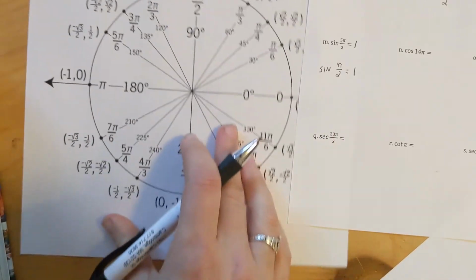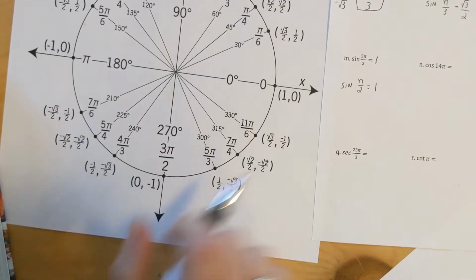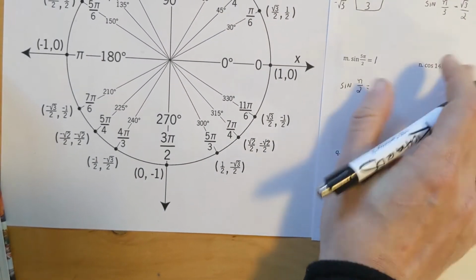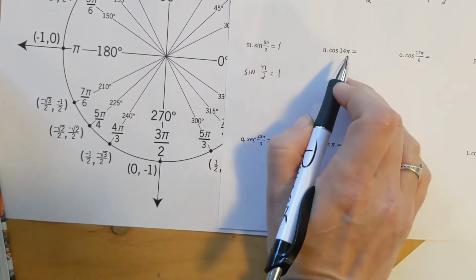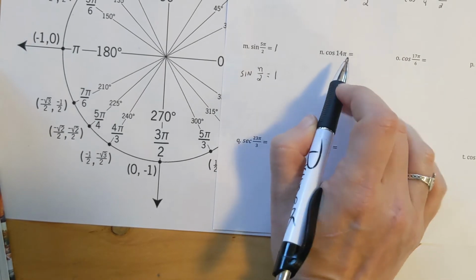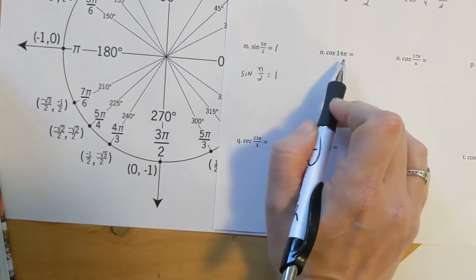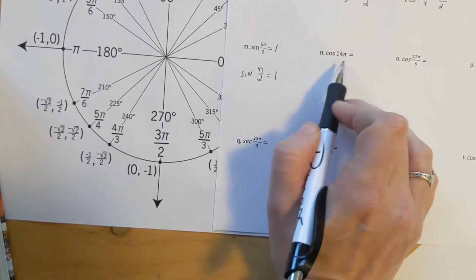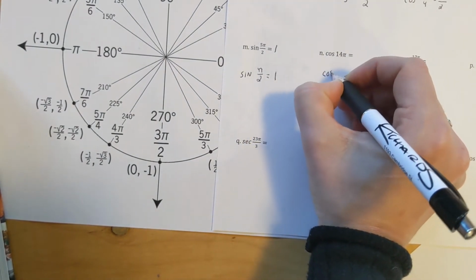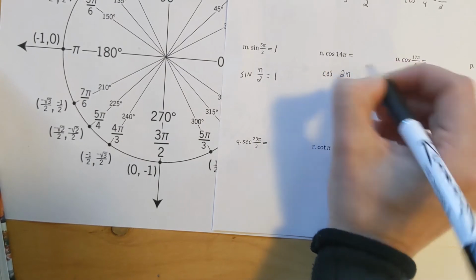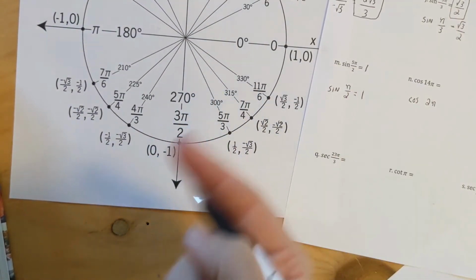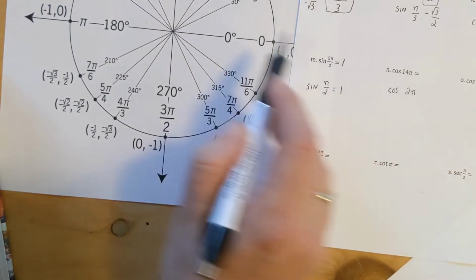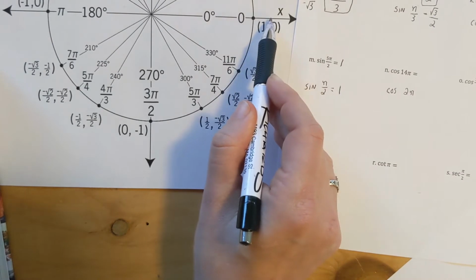Again, 14 pi, one rotation is 2 pi. So we're not going to find 14 pi on our unit circle. We're going to have to subtract 2 pi a bunch of times, right? Subtract it once, you get 12 pi. Subtract again, you get 10 pi, 8 pi, 6 pi, all the way down to cosine of 2 pi. Sometimes you have to subtract 2 pi or add 2 pi more than once. So cosine of 2 pi, remember this is 2 pi, right?